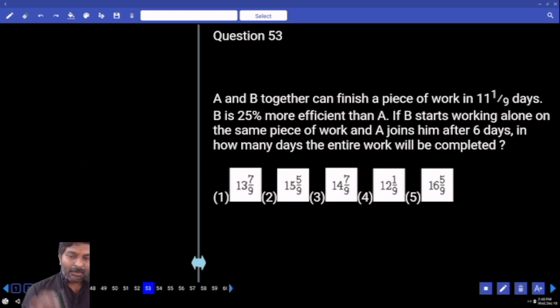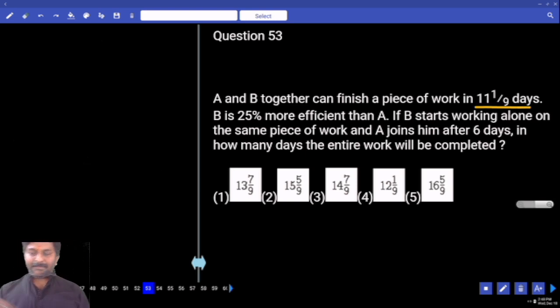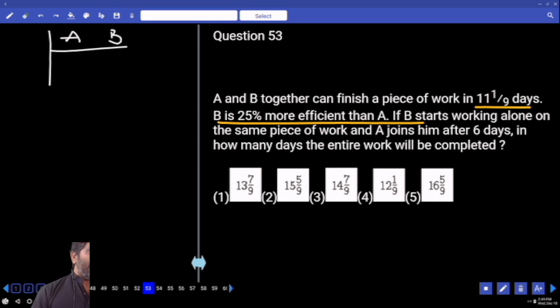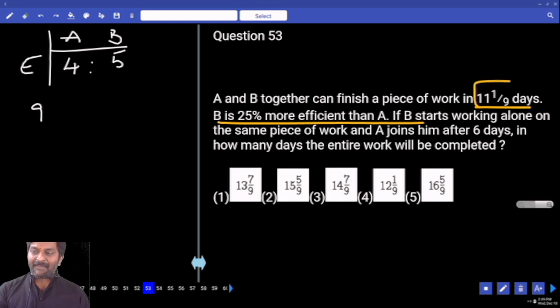Okay. Both together can complete the work in 11 1/9 days. B's efficiency is 25% more than A's. So the efficiencies of A, B: 25% more, B will be 125 when A is 100, so the ratio is 4:5. So the efficiency ratio is 4:5. Together they do 9 units. Like that they need 11 1/9 days, which is 100/9.